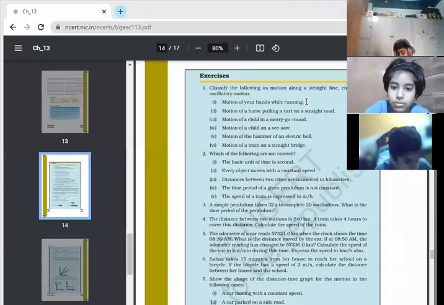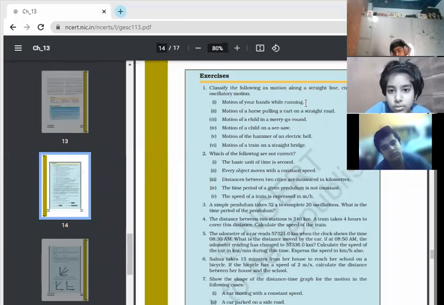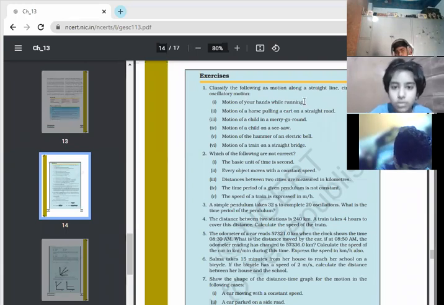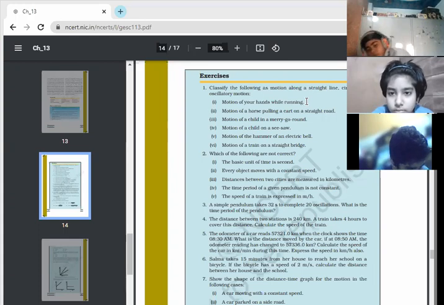Motion of your hands while running. Ma'am, it is oscillatory motion. Are you sure? Yes, classify the following as motion along a straight line, circular or oscillatory. What type of motion? Motion of your hands while running. Ma'am, oscillatory. When you are running, it's oscillatory. Only O I am writing, the rest you will write down yourself.